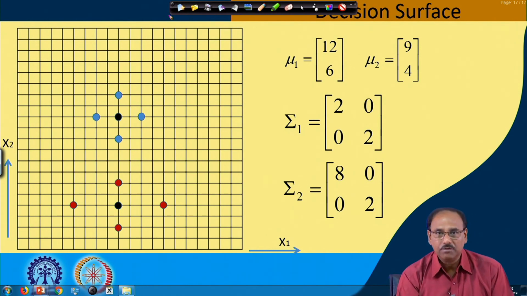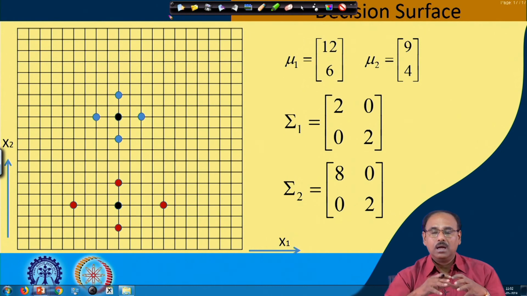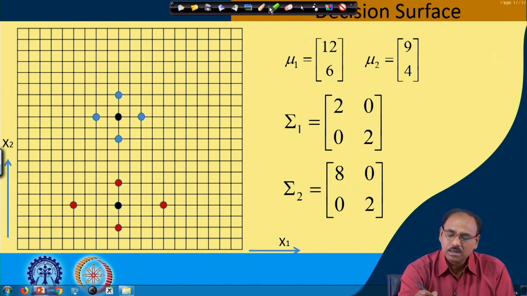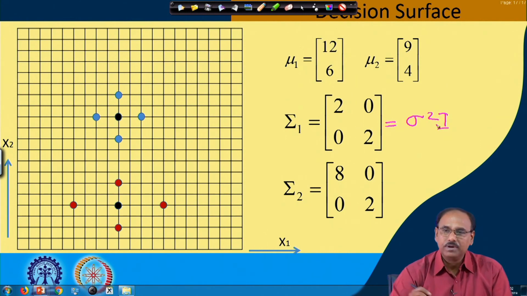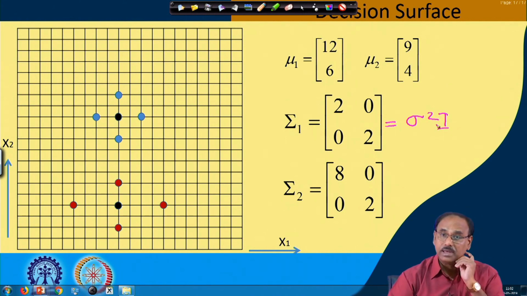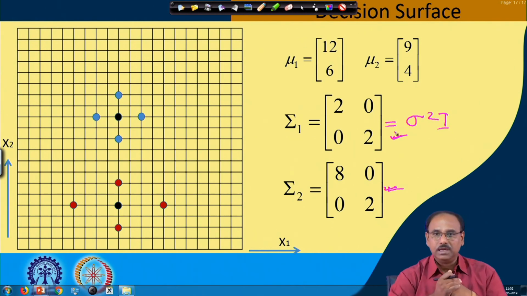So, given these two sets of feature vectors, I find that the covariance matrices for the two classes are different. So, my discriminant function for the second class, where the covariance matrix is [8 0; 0 2], will be a quadratic one, whereas the discriminant function for the first case, sigma 1, because it is of the form sigma square I, will be linear. So, over here my discriminant function will be quadratic, for this the discriminant function will be linear.